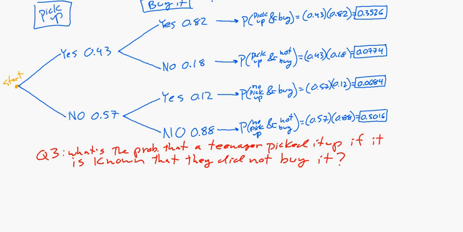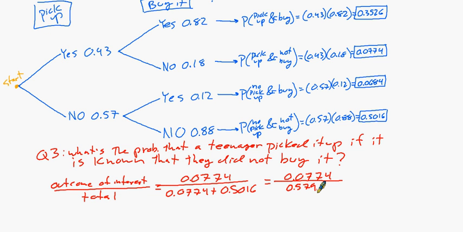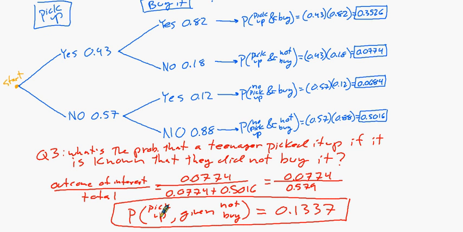Remember when we went over this in the original video, we went right back to our frequency ratio, which looks something like this, and we can put these numbers in for, which looks like this. And then I'll give you the answer in probability format. The probability that they picked it up, given that they didn't buy it, is about 13.4%.